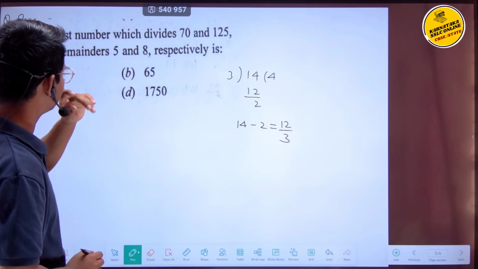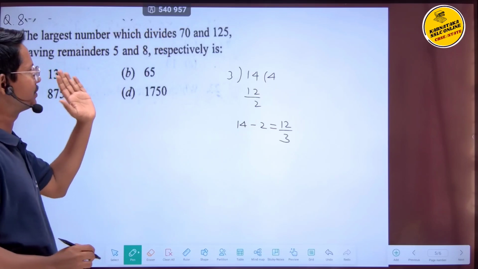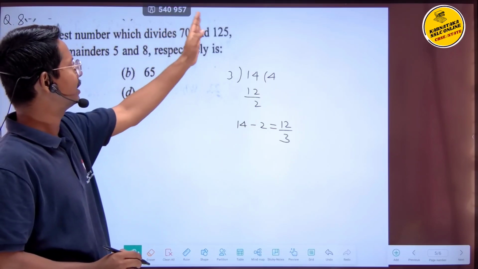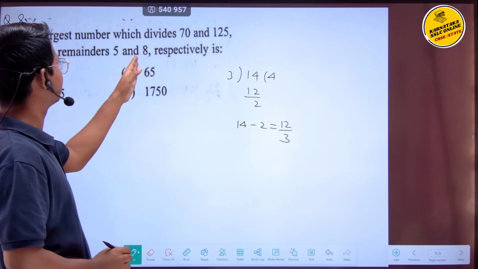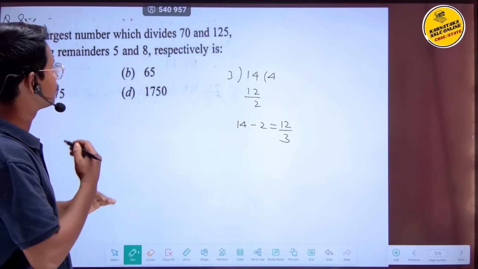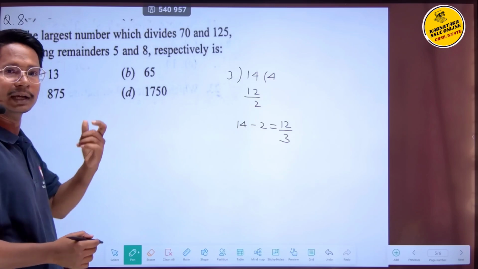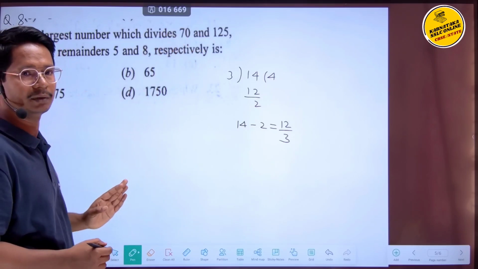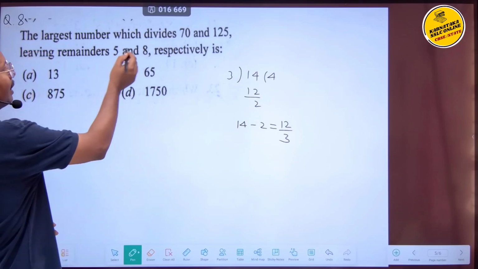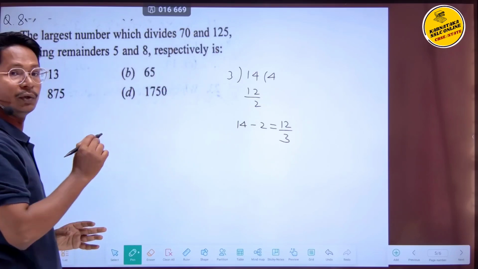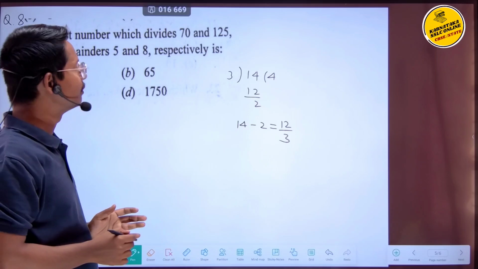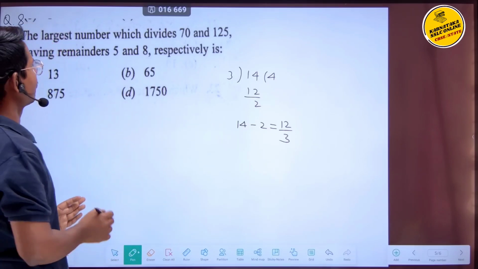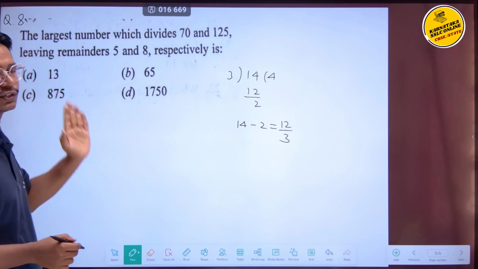So here they are saying there is a number which divides 70 leaving behind 5, and the same number when it divides 125 gives remainder 8. So in order to get the actual numbers which are divisible, you need to subtract the remainders from these two respectively, so the so-called numbers will be divisible. That is the example I gave.